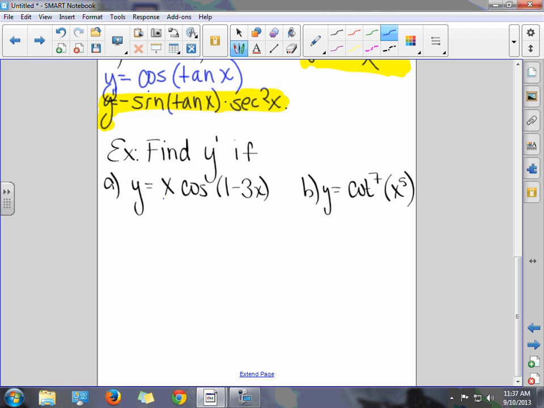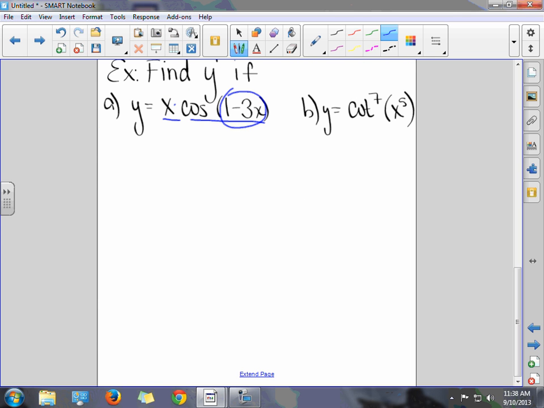So here I have two functions multiplied together. So I'm going to have to use the product rule. But this one has this inner function. So I get to combine the product rule and the chain rule. So I want to find y prime. I'm going to start by doing the product rule. So I'm going to do the derivative of the first, which is 1, times the second, plus the derivative of the second.